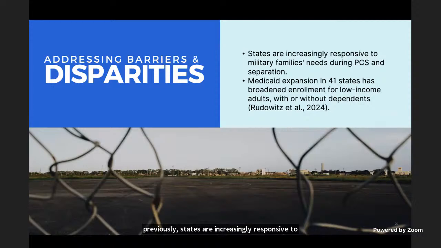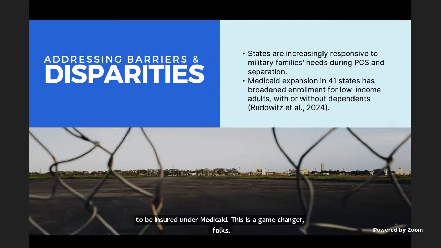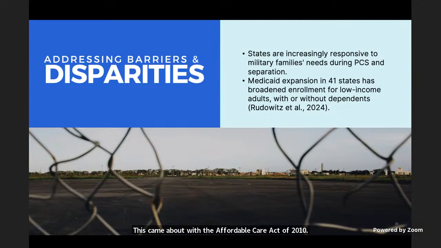Still have further to go down the road, no doubt about it, but they're increasingly responsive. Here's a big takeaway. In 41 states, Medicaid eligibility has been expanded to allow for more low-income adults with or without dependents to be insured under Medicaid. This is a game changer, folks, and this came about with the Affordable Care Act of 2010, but really did not begin to be implemented until about 2014.